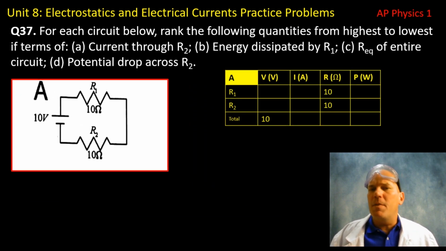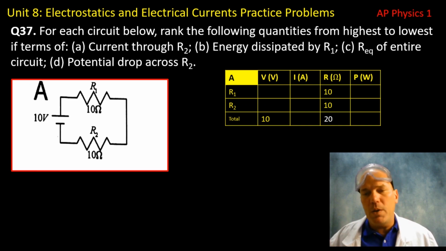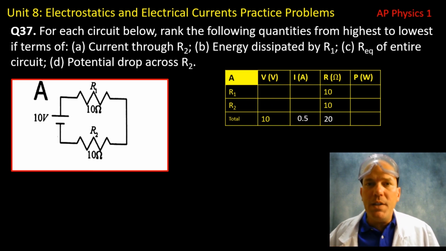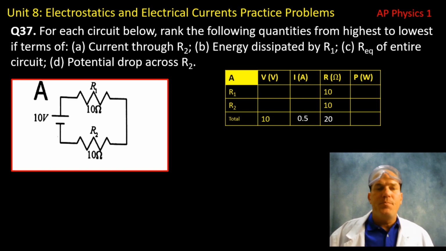Fill in what we know from the VERP table. We know the resistance for R1 and R2. We also know the total voltage for the circuit. Now, using your knowledge of a series circuit, you know that you can add the individual resistances. So 10 plus 10 would give the total resistance for the circuit of 20 ohms. We can now apply Ohm's law. 10 divided by 20 is 0.5 amps.